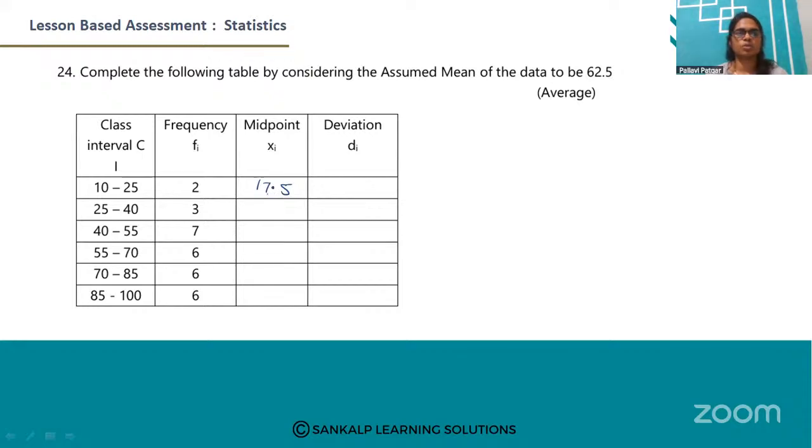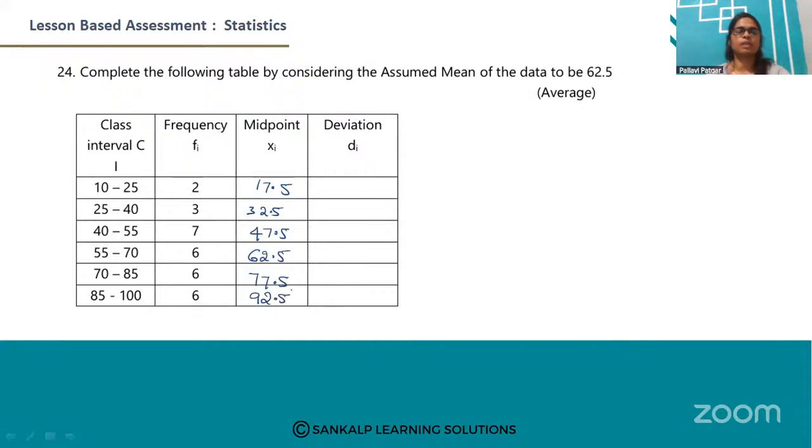So this is equal to 32.5. So 40 plus 55 divided by 2 is 47.5. 55 plus 70 divided by 2 is 62.5. 70 plus 85 divided by 2 is equal to 77.5. So 85 plus 100 divided by 2 is equal to 92.5.